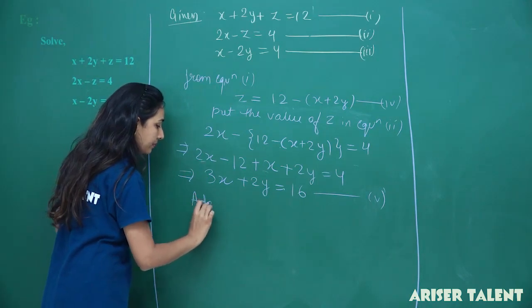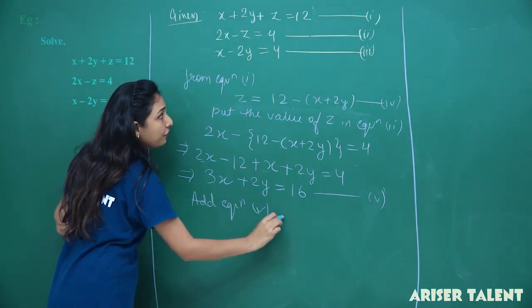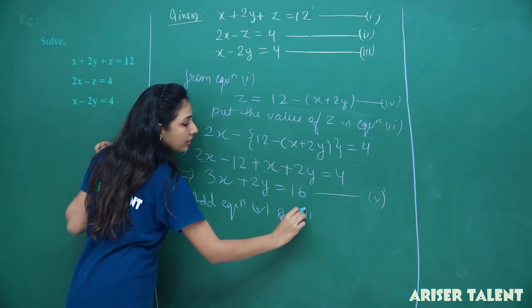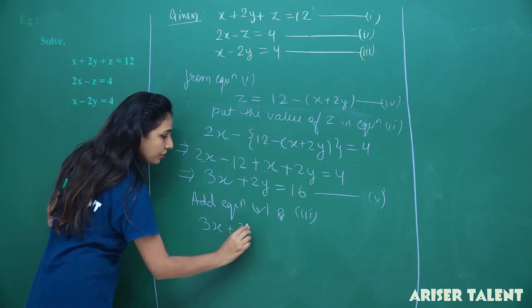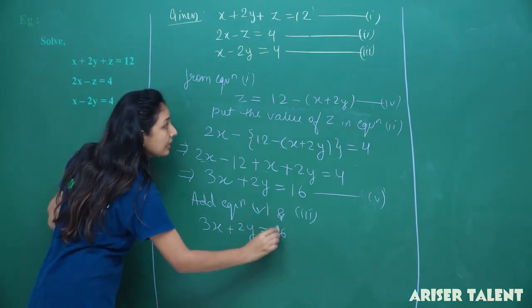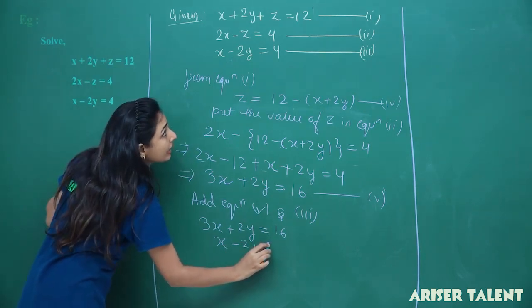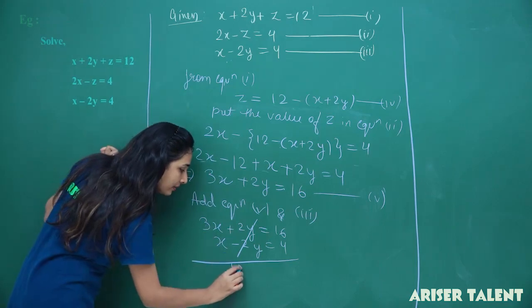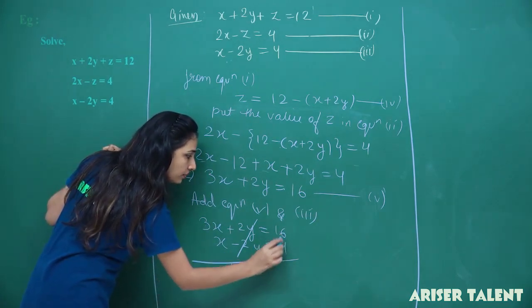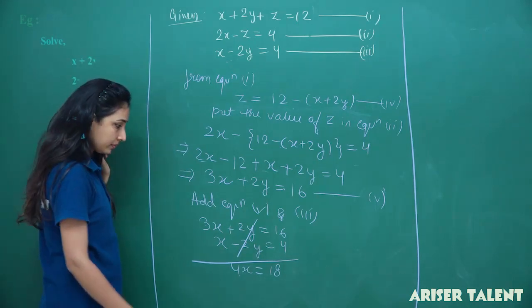Add equation 5th and 3rd. What is it? 2x plus 3y equals 16, and this is x minus 2y equals 4. Now this will cut, this is 4x equals to 18, isn't it?